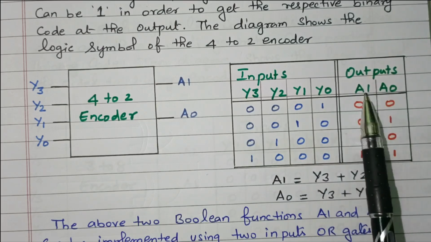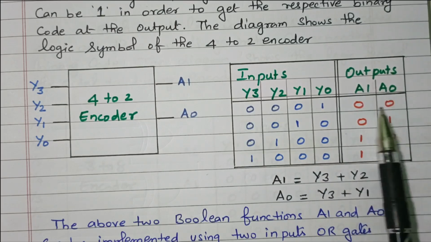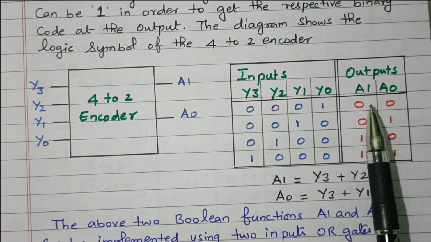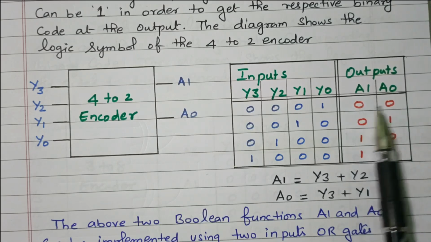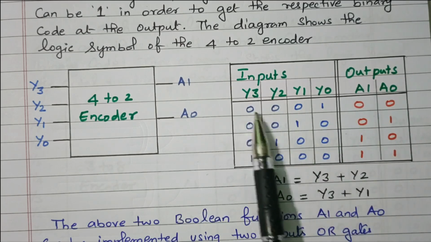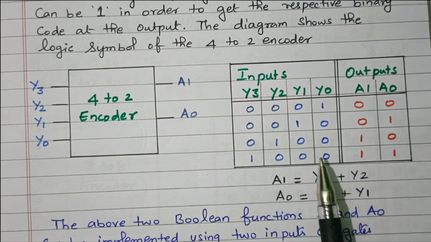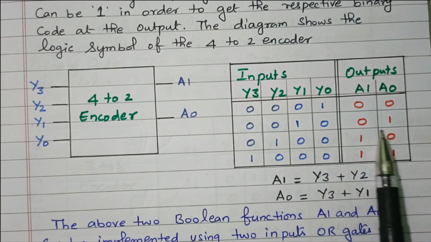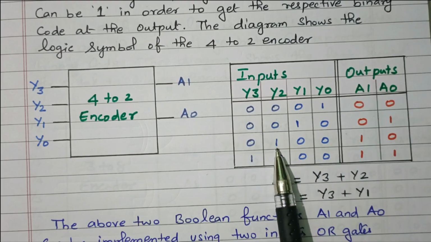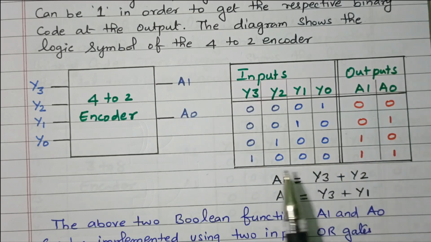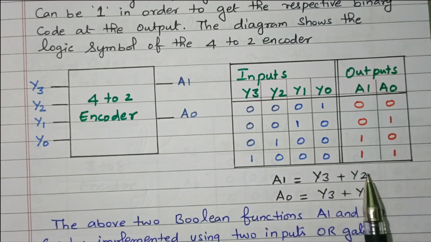We know that 2 digits give 4 combinations: 0 0, 0 1, 1 0, 1 1, right? 2 digits means 2 to the power 2, 4 combinations. So y0 is 1 means other terms are 0, and we get the output 0 0. If y1 is 1, other terms are 0, we get the output 0 1. If y2 is 1, other digits are 0, we get the output 1 0. If y3 is 1, other digits are 0, we get 1 1, right?